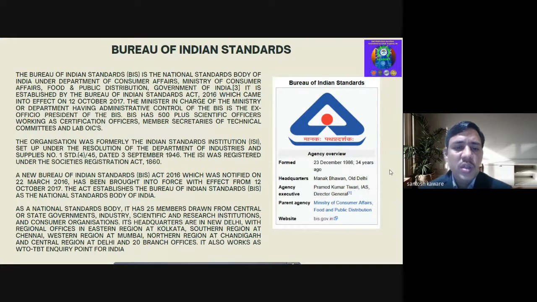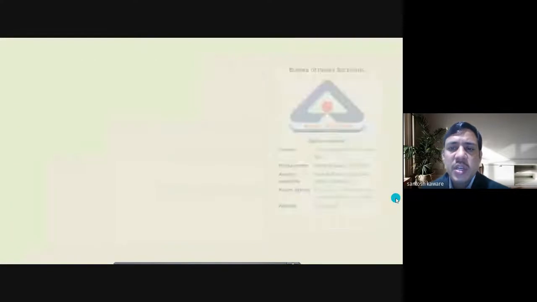There are many committees and a headquarters at Delhi, and other regional committees also work in different regions of India. So BIS plays an important role whenever there is standardization of any equipment, or especially of industry.